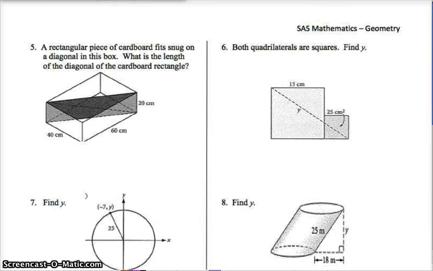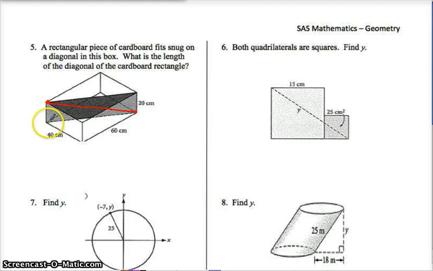Okay, number 5, a rectangular piece of cardboard fits snug on a diagonal in this box. What is the length of the diagonal of the cardboard rectangular piece? So they're asking us to find from upper corner down to lower corner. So if you look at our classroom, from the upper corner above my desk, down slicing through the classroom back to the corner by the door, right? That's the diagonal they want you to find.